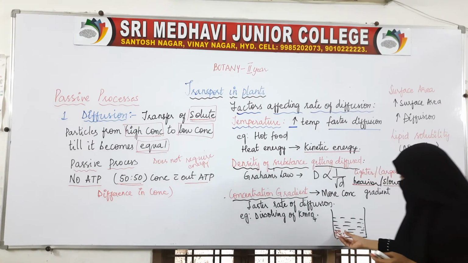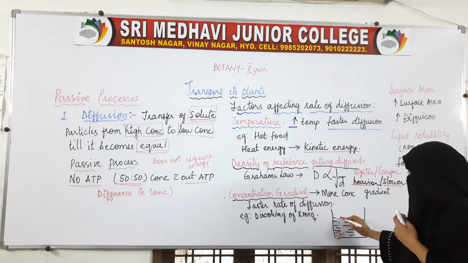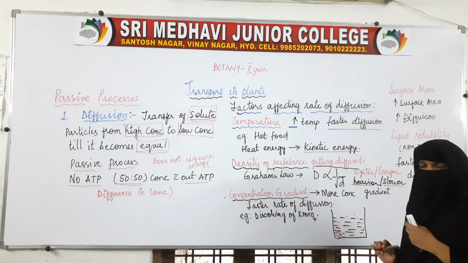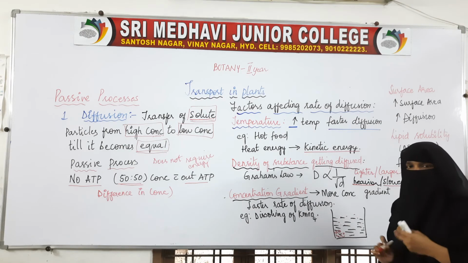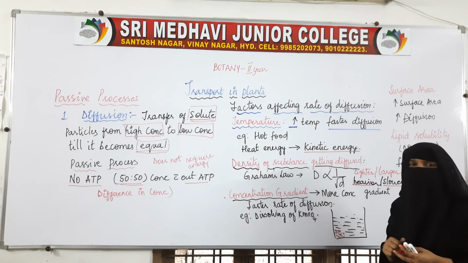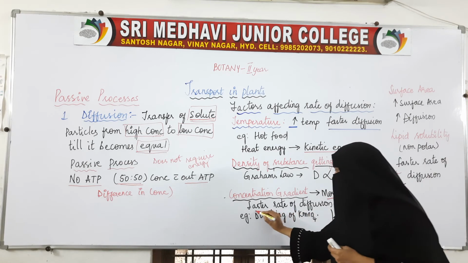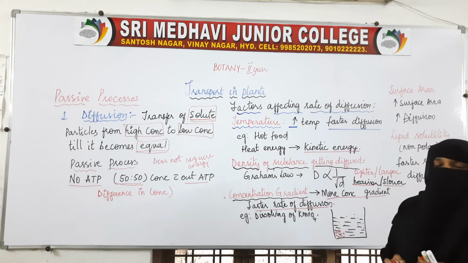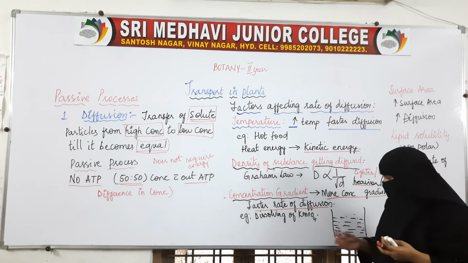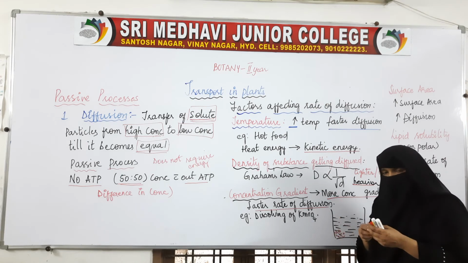Here, if the concentration is more, then the rate of diffusion will be faster. If the concentration of the solute is more, then the rate of diffusion will also be faster. So the more the concentration gradient, the faster will be the rate of diffusion. If the concentration gradient is less, then the rate of diffusion will also be less.